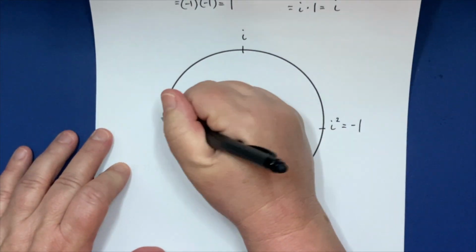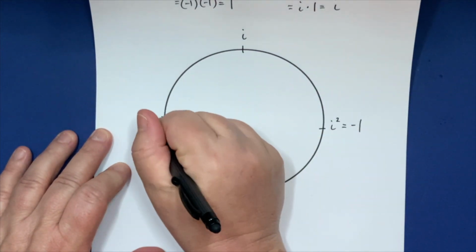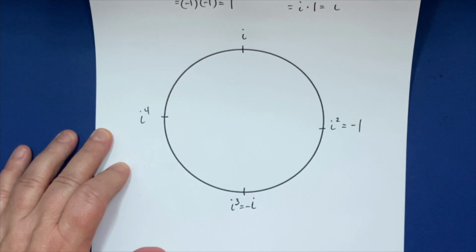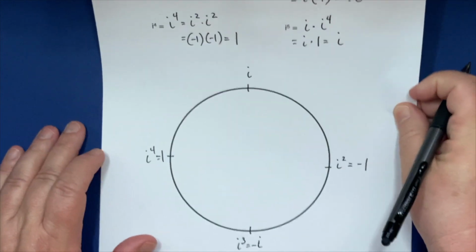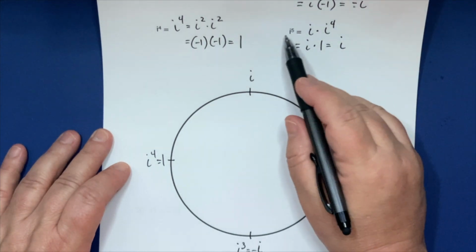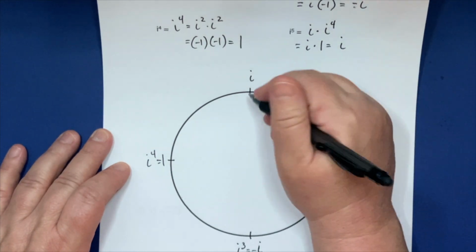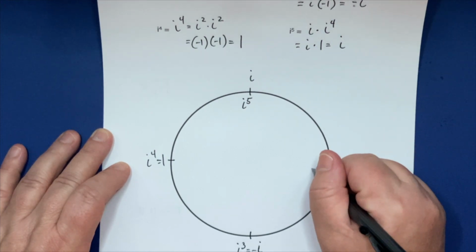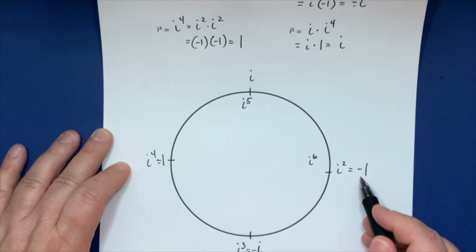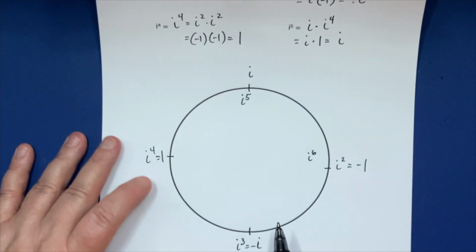And then over here, I'm going to say i to the 4th is going to go over here, and we know that's equal to 1. And then the interesting thing is i to the 5th then goes right here. So i to the 5th is up here. And then where do you think i to the 6th is? You got it. i to the 6th is here. i to the 6th equals -1.